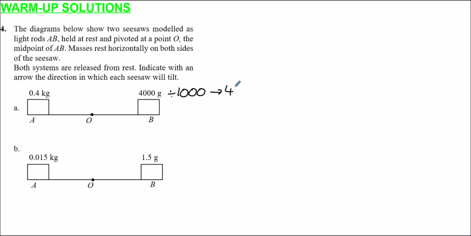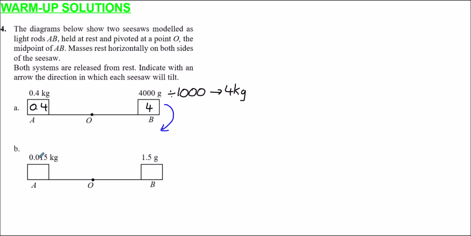So we see that's 4 kilograms. So if that's 0.4 kilograms, and this is 4, obviously 4 is greater than 0.4. So when these are released, the heavier side will tilt downwards, and so it's going to go in this direction.